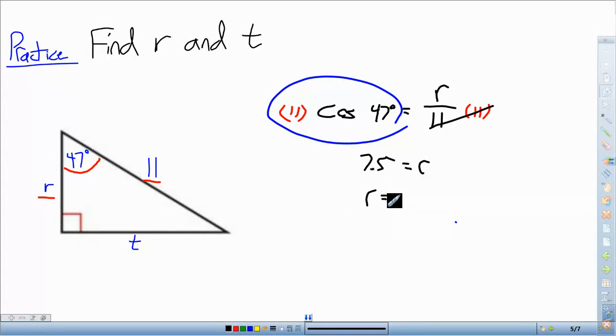Okay, and let's flip it around. Real quick before we move on, does that make sense? Our hypotenuse, our longest side, is 11. The short leg is 7.5. Yeah, that looks about right.